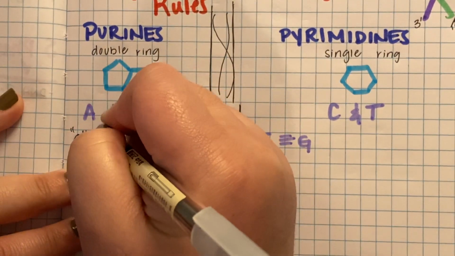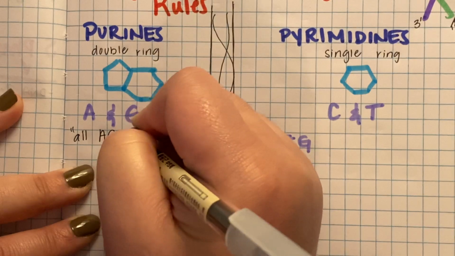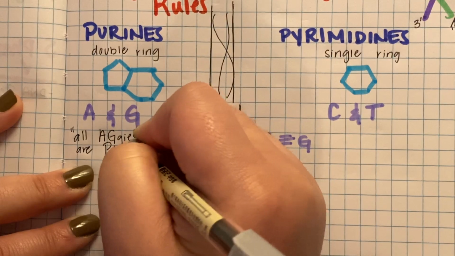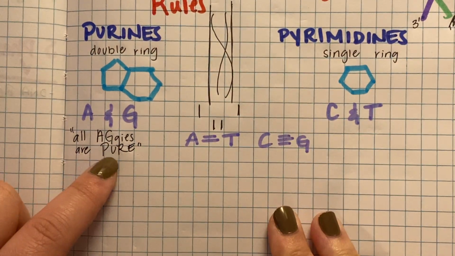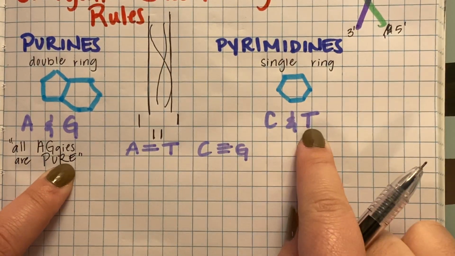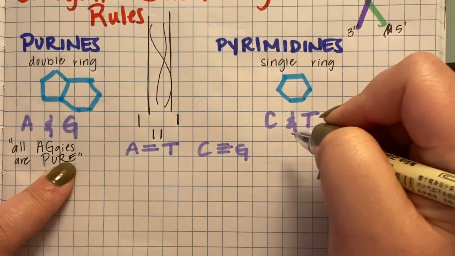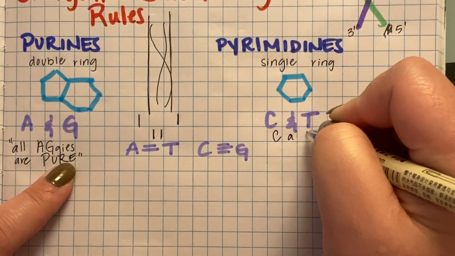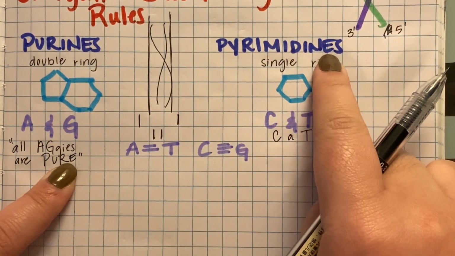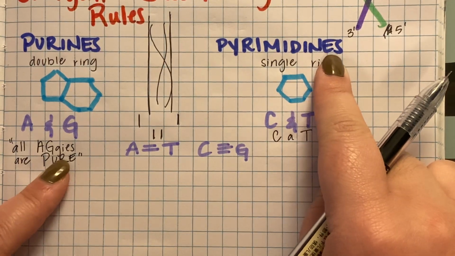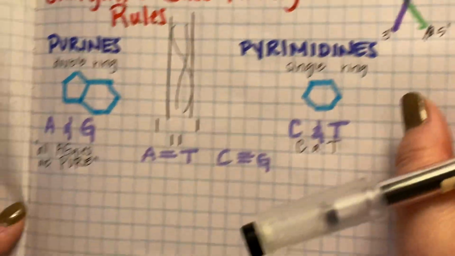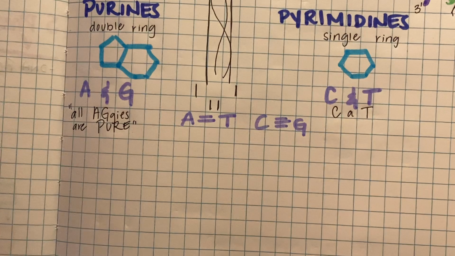So all Aggies are pure. And that helped us remember that A and G are the purines. And then pyrimidines, C and T. That spell, this is a stretch, guys, C and T, cat. Pyrimidines. It's so close to pyramids. Think of the Egyptians. What animal did they worship? Cats. C, T. Okay. That's how I remember it.